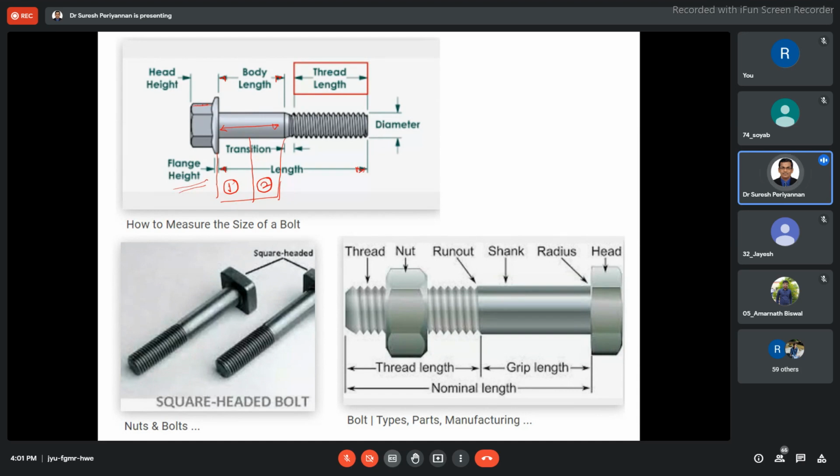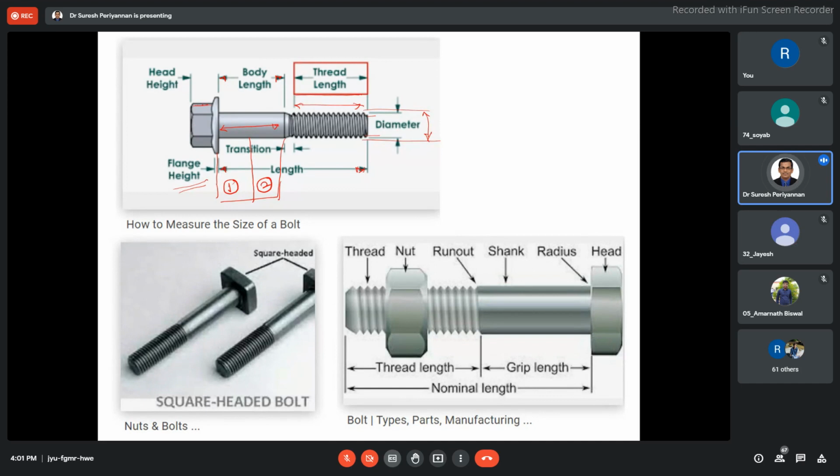Then we cannot. Then we have to search for an appropriate spanner for tightening the bolt, and we have to follow the standard dimensions. Okay, this is the head height. This is the body length. This is the threaded length. This is the minor diameter. This is the major diameter. This is the in-between, the pitch diameter.